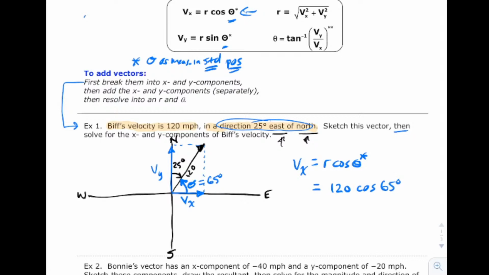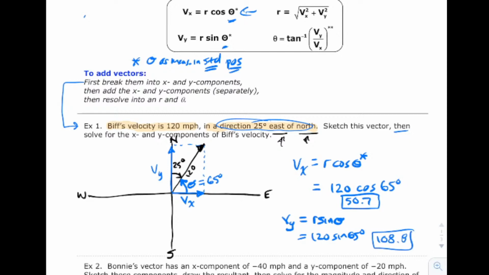Now I can press buttons. 120 cosine of 65 is just about, yeah, I'll call it 50.7 miles per hour to the east. And then the y component, the formula is very similar, except it's got a sine, not a cosine. But you still want to use that theta in standard position. So it's going to be 120 sine of 65 degrees. So 120 sine 65, boom, we got like 108.8 or so is our y component.